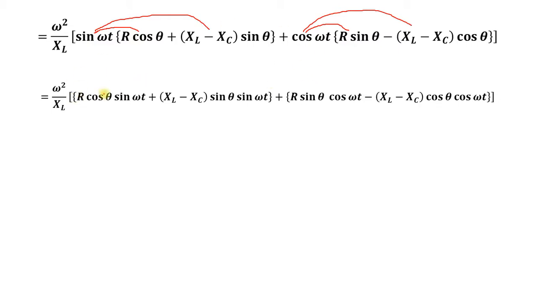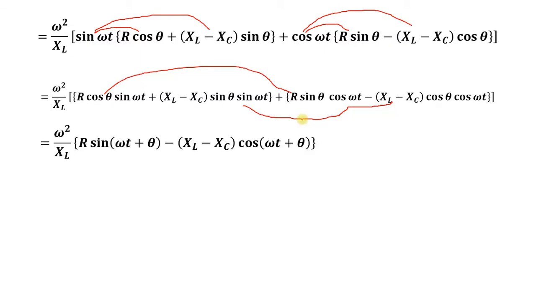Now compare these two terms and similarly compare these two terms. Now you take r outside. The remaining part is sin omega t cos theta plus cos omega t sin theta, which is in the form of sin a cos b plus cos a sin b. And similarly you take xl minus xc outside, taking minus sign also outside, which is in the form of cos a cos b minus sin a sin b. So it should look like this. This is replaced by sin of a plus b, and these two terms are replaced by cos of a plus b.